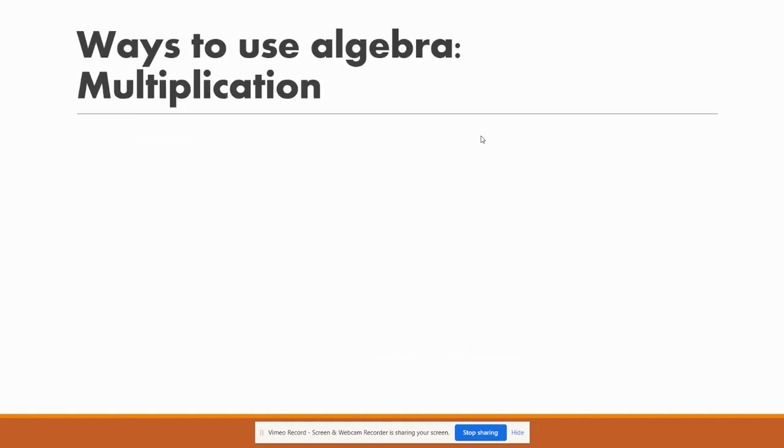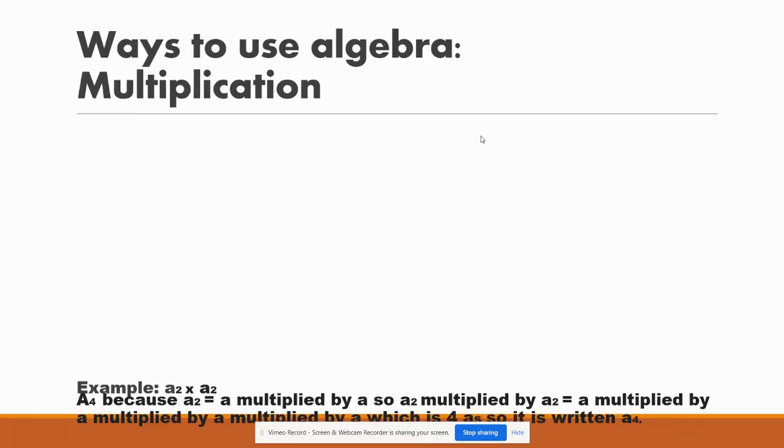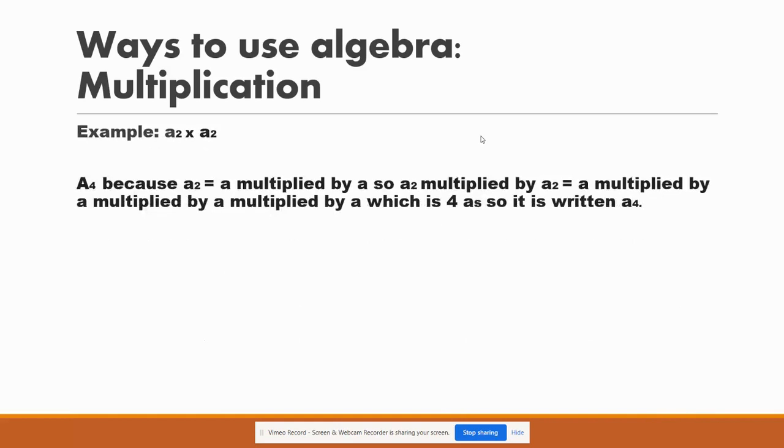Now our second way to use algebra, after addition and subtraction in the middle of substitution, we're going to move on to multiplication. In this we are going to be doing a squared times a squared. Remember, the little number next to it is the power. So a squared, a with a little 2 next to it, is a times a. A cubed, with the little 3, is a times a times a, etc.